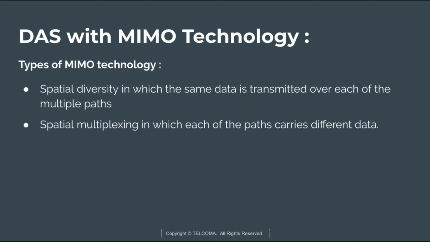The types of MIMO technology are spatial diversity and spatial multiplexing. In spatial diversity, the same data is transmitted over each of the multiple paths, and in spatial multiplexing, each of the paths carries different data. Let's discuss in detail.